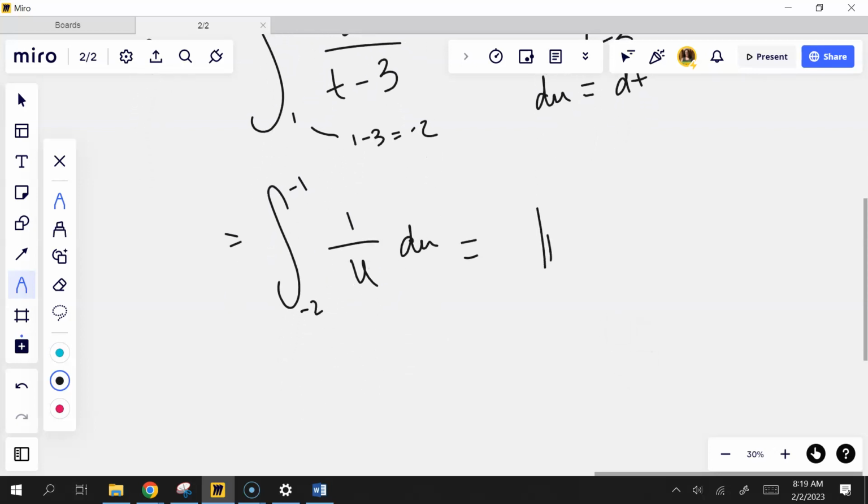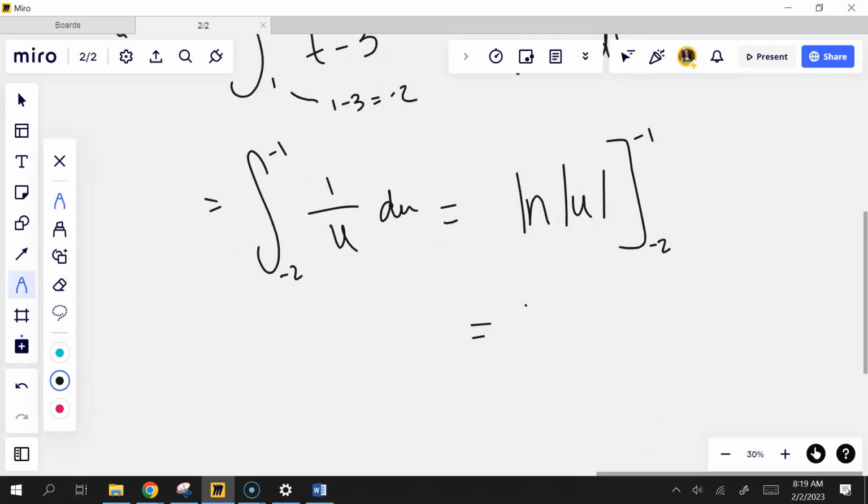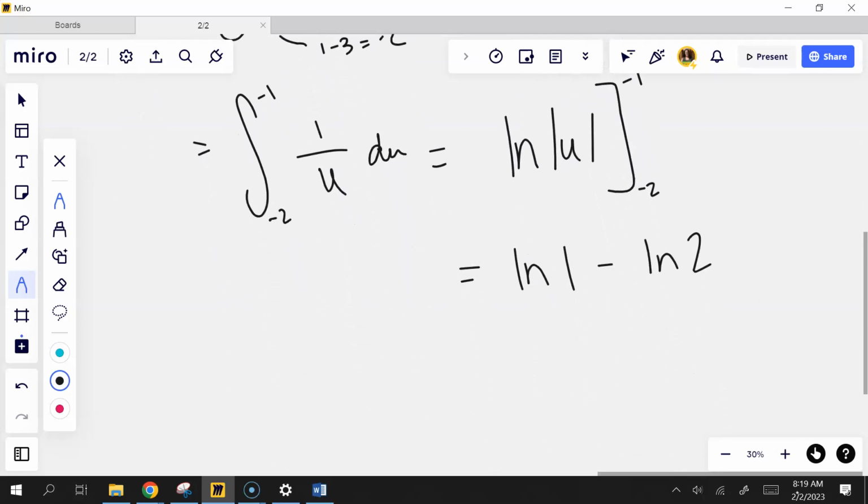So I'm going to have the natural log of u evaluated from negative 2 to negative 1. I can't do log of a negative number. So it's the absolute value. So I get log 1 minus log 2. Is that what I got? Log of 1/2. What number is this? 63. Log of 1 is 0, yeah. There you go.